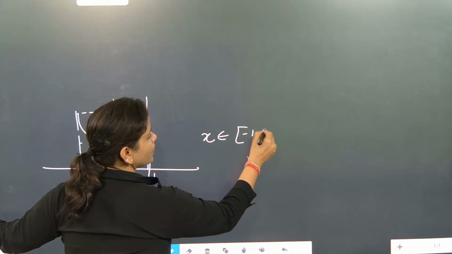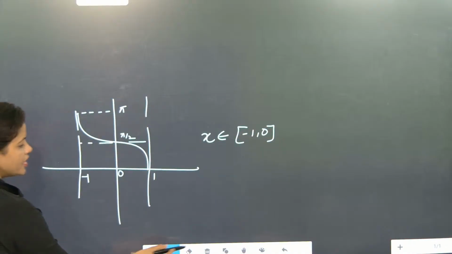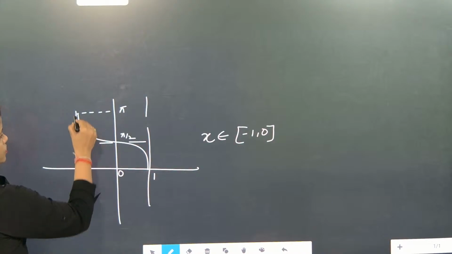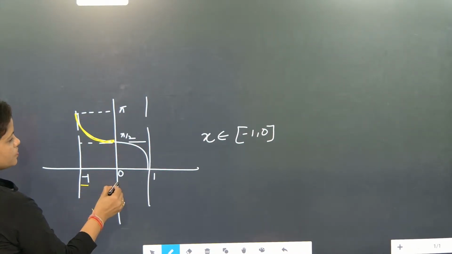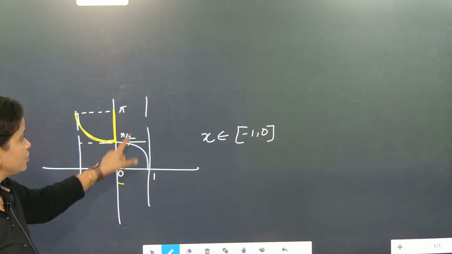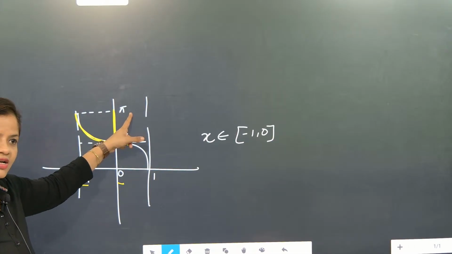Domain is -1 to 0. So now we are going to color the domain. Where is the domain? -1 to 0. If domain is -1 to 0, what is the range? Pi by 2 to pi. Did you get it now?